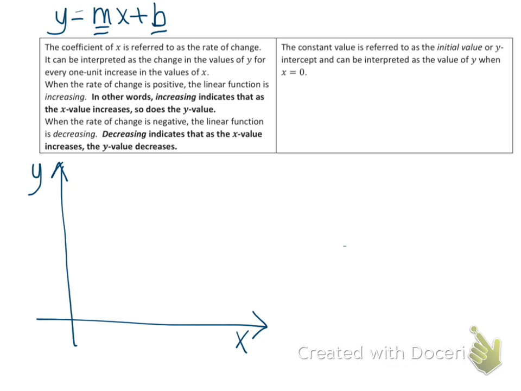So the coefficient of x is the rate of change. It can be interpreted as the change in the values of y for every 1 unit increase in the values of x. When the rate of change is positive, the linear function is increasing. Okay, so that would be something like that, right? That's a positive slope. That is also, we're going to refer to that as an increasing function.